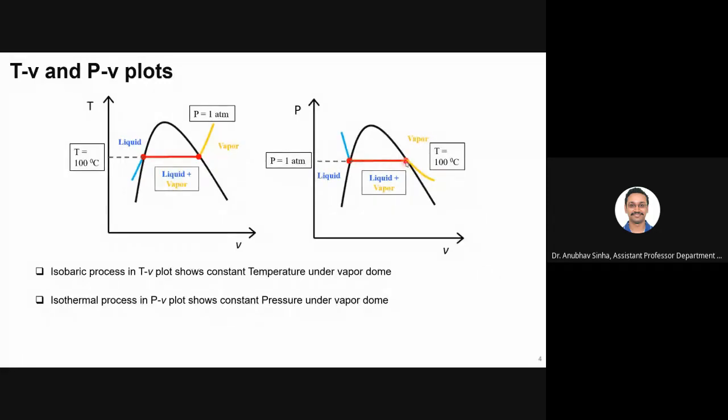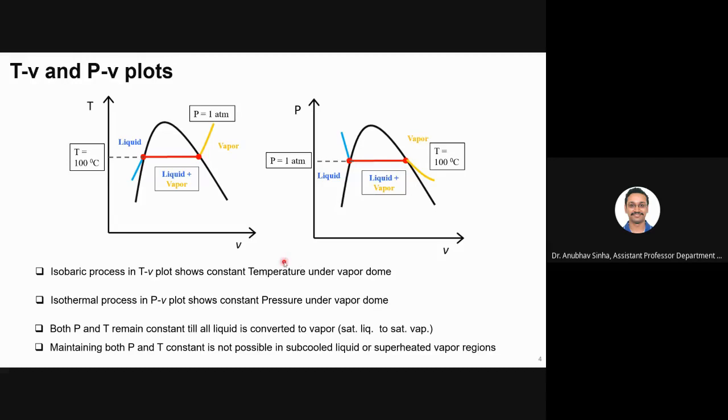Inside the vapor dome, I'm just referring to this again. Inside this vapor dome, pressure and temperature both are fixed, right? So both pressure and temperature remain constant till all liquid is converted to vapor. So till this fluid is under this vapor dome, both pressure and temperature remain constant, right? Is this clear to everyone? Yes, sir. Is this line clear? Yes, sir.